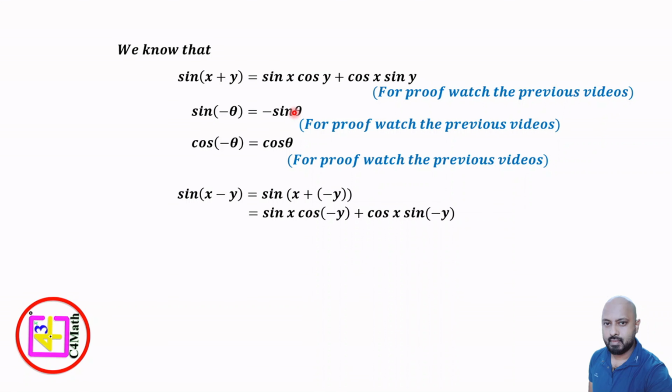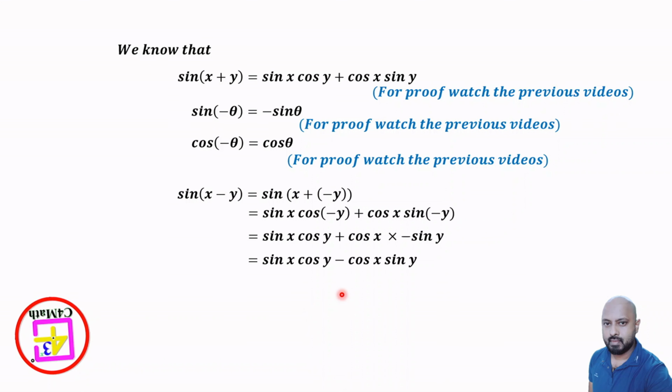Now we are going to apply the second and third relations. We know sin(-θ) = -sin θ and cos(-θ) = cos θ. We apply that here: cos(-y) is cos y, and sin(-y) you will get negative sin y. If you write it, it will come like this. Then positive times negative is negative. Then we can write it like this: sin x cos y - cos x sin y. That is the relation for sin(x - y).